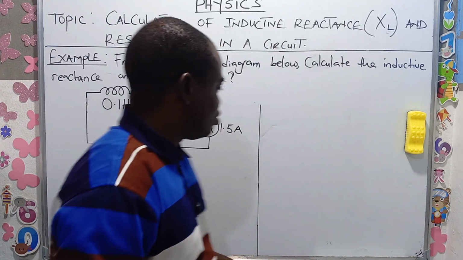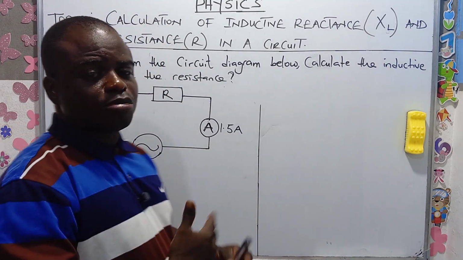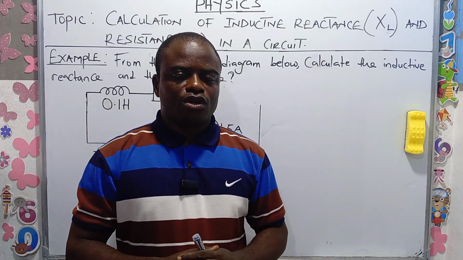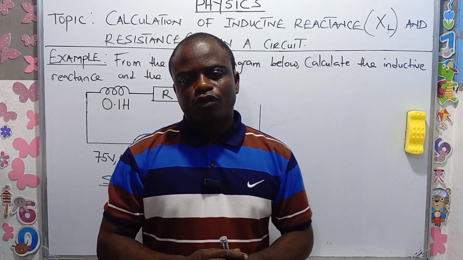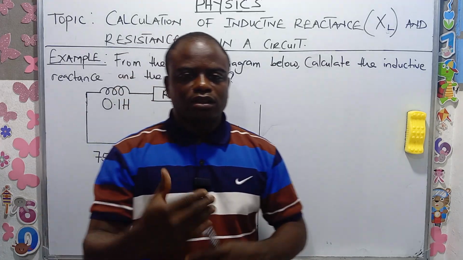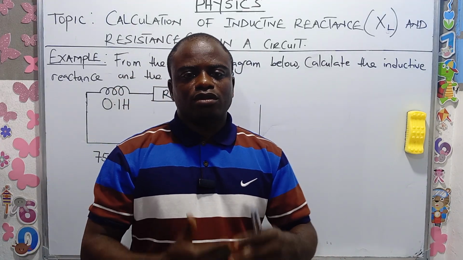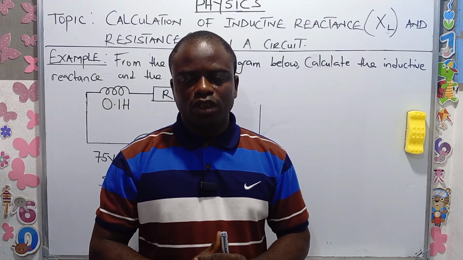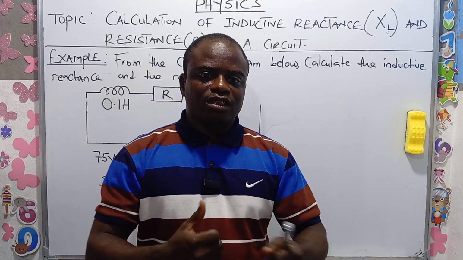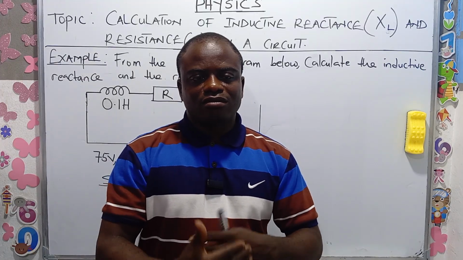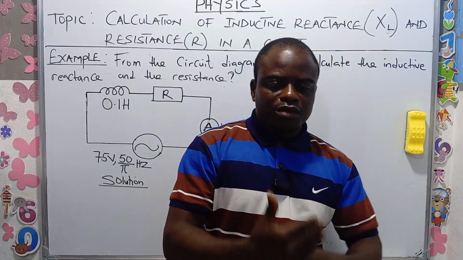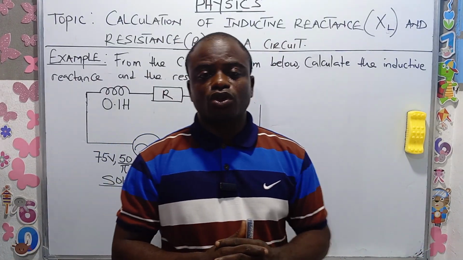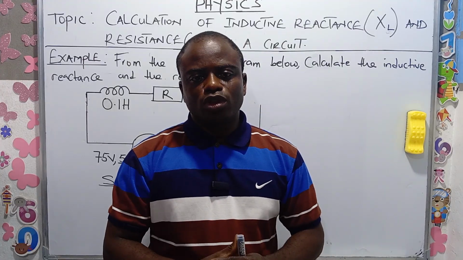Now let's go to resistance. Resistance is a property of a conductor opposing the flow of current in the circuit, and it makes electrical energy to be converted to heat. When current is flowing and there is resistance, the electrical energy in the equipment or the wire or the conductor will be converted to heat energy.